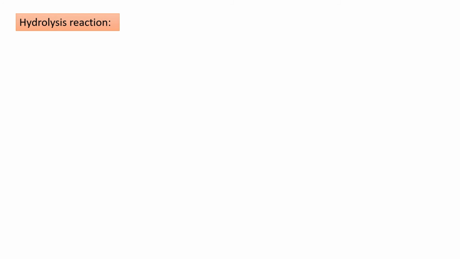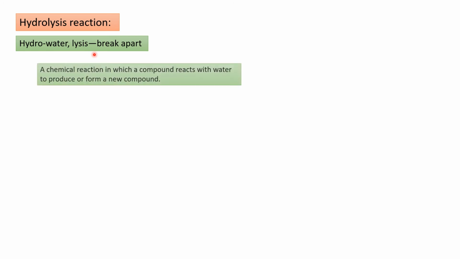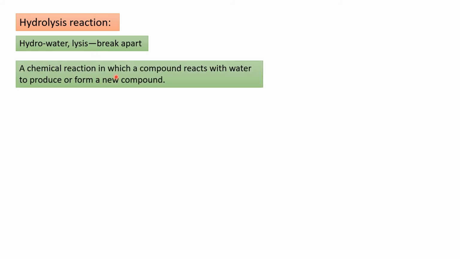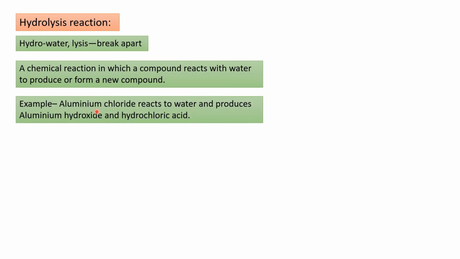Special types of reaction. First, hydrolysis reaction. Hydro means water and lysis means break apart. A chemical reaction in which a compound reacts with water to form a new compound is called hydrolysis reaction. Example, aluminium chloride reacts with water and produces aluminium hydroxide and hydrochloric acid.